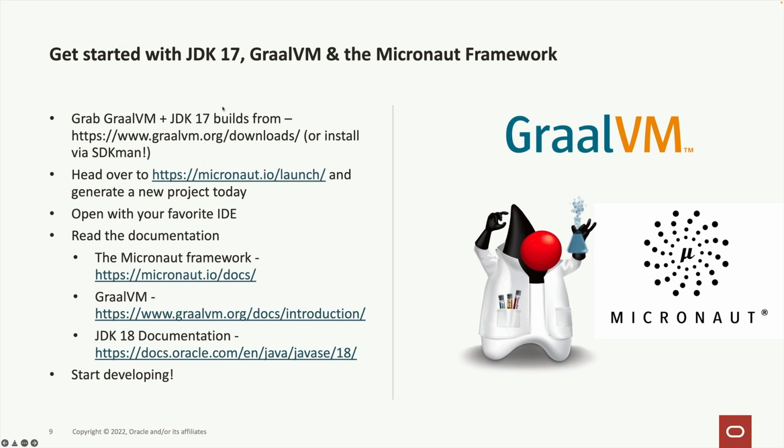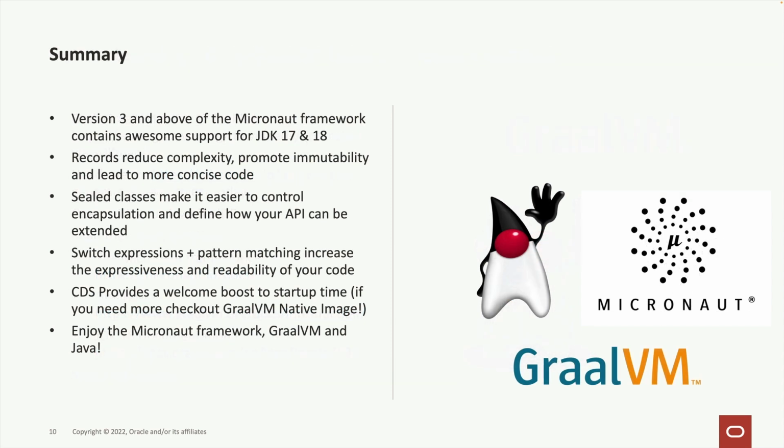Most of the features I demonstrated work in JDK 17, but JDK 18 has some great improvements to switch expressions and pattern matching for switch, and the vector API and so forth, in addition to all the goodness of JDK 17. And you can just start developing and feel productive with these awesome tools that are provided by all these other great open source technologies out there today for building slick applications. So as you can see, version 3 and above of the Micronaut framework contain awesome support for JDK 17 and 18 features like records and sealed classes and so forth.